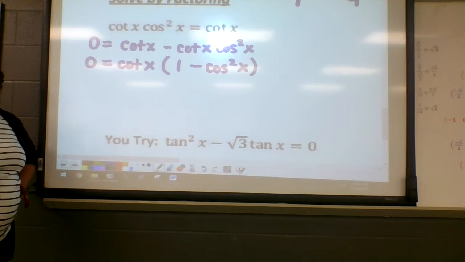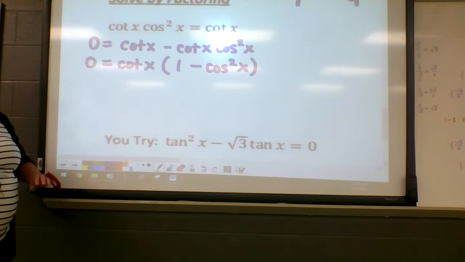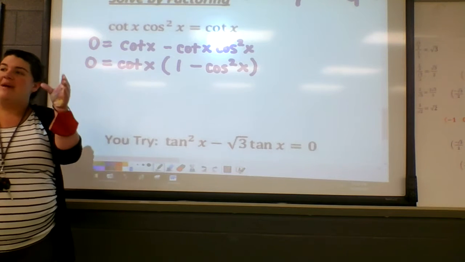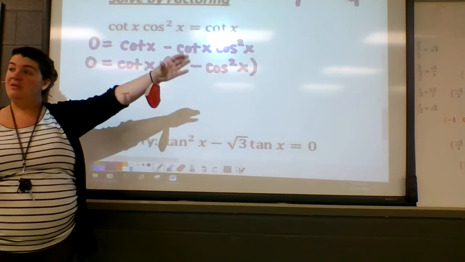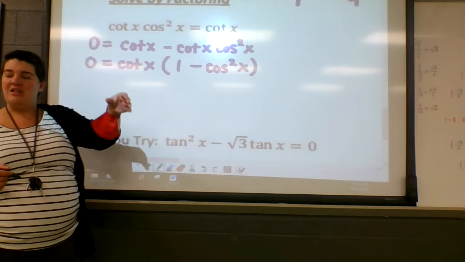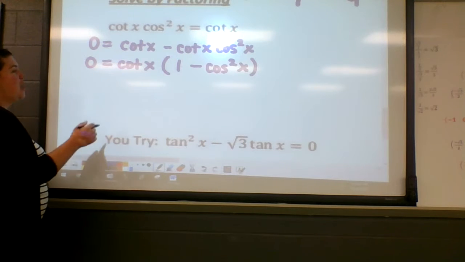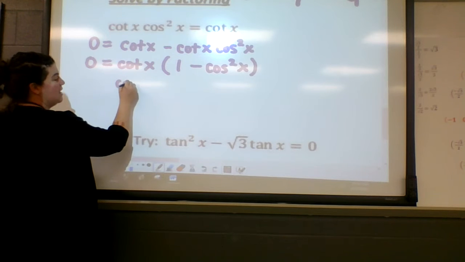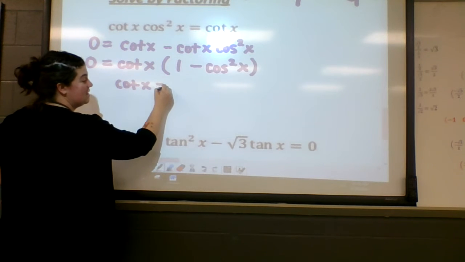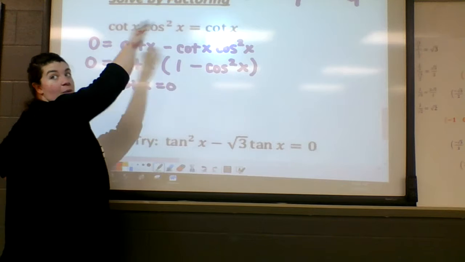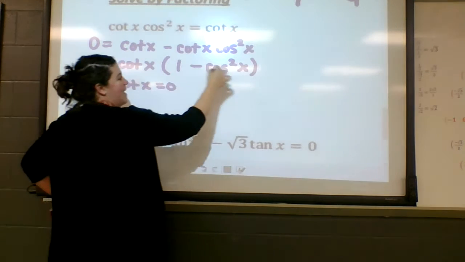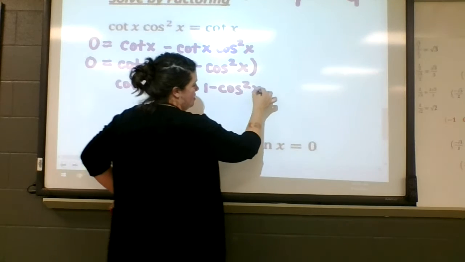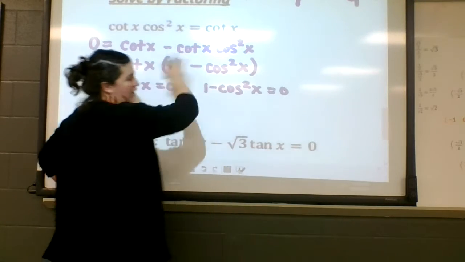So what we're going to do now is use the zero product property. Remember when you factor things, when they're equal to 0, it's whatever makes the factors equal to 0. Do you remember that? Whatever makes each of your factors equal to 0. So because you take out the cotangent of x, whatever makes the cotangent of x equal to 0 will make the whole equation 0. And whatever makes this piece equal to 0 will make the whole equation 0.